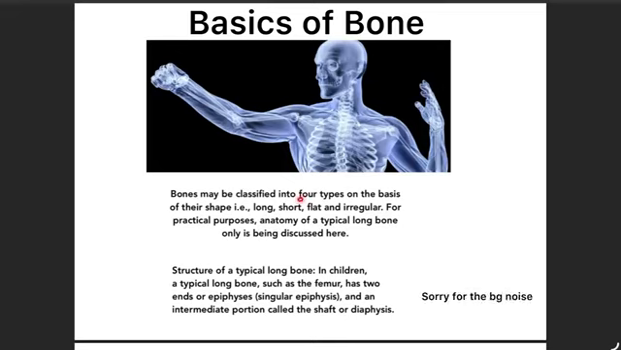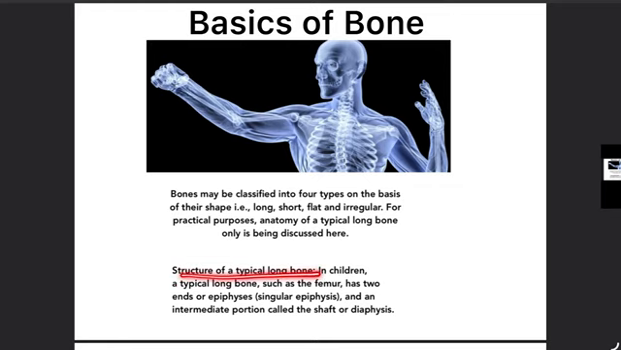Bones may be classified into four types on the basis of their shape: long bones, short bones, flat bones, and irregular bones. So long bones, short bones, flat bones, irregular bones. For practical purposes, anatomy of a typical long bone is only being discussed.